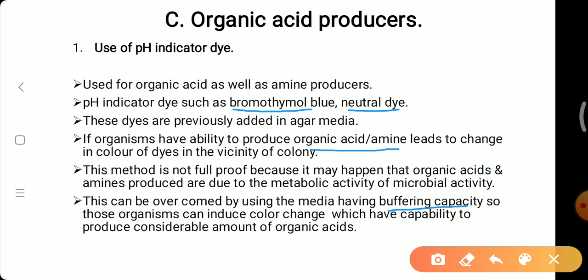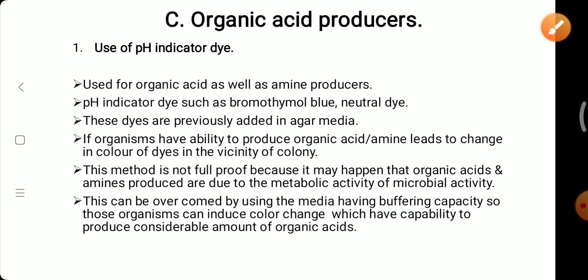Okay, in this, we will take a media containing buffer capacity. If there is a small change in the pH, it will not change the color of the Petri plates. So only if the organism produces a larger amount of organic acid, or amino acids or any kind of acid, then it leads to the change in the pH. So we can identify with their plate.